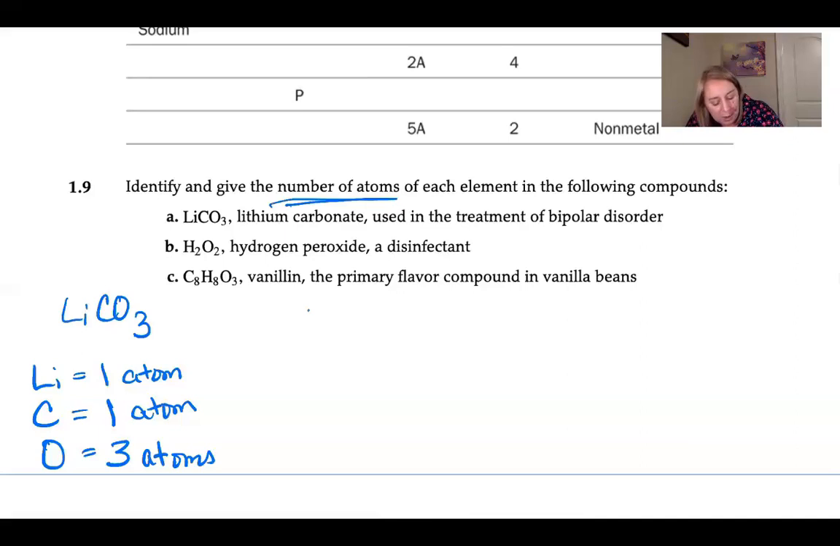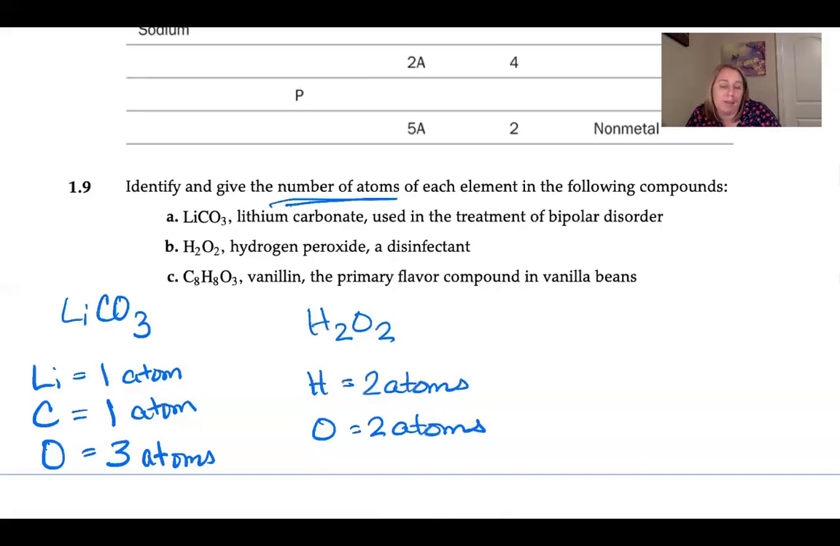All right, let's do B, H2O2, hydrogen peroxide, a disinfectant. So what that's telling me is for hydrogen, I have 2 atoms. For oxygen, I have 2 atoms. And if you want to write out the name instead of the abbreviation, that's totally fine too.